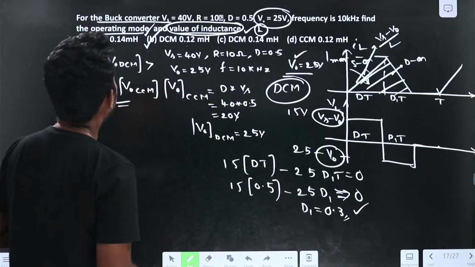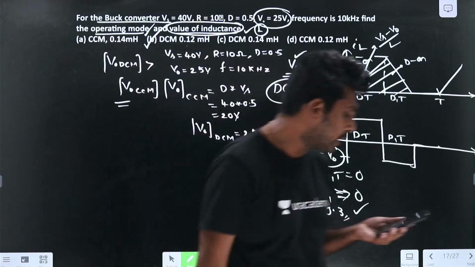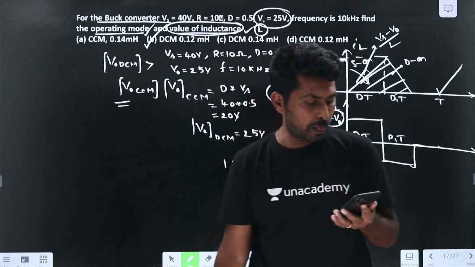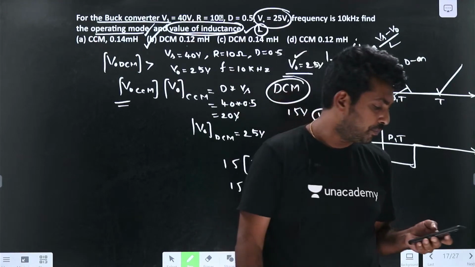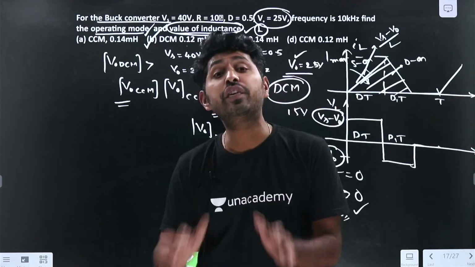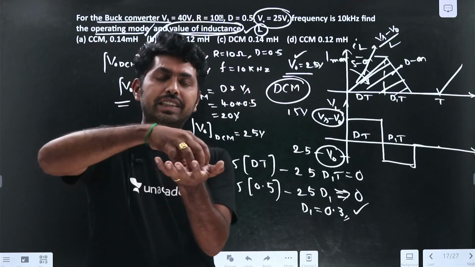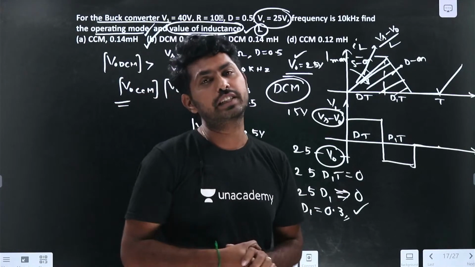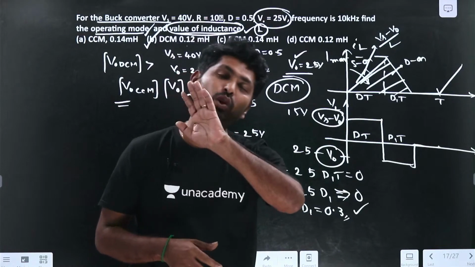It will be 0.12 millihenry. Let us check again. It will be 0.12 millihenry. Check the answer again, but it is very easy if you know the concept. Many students face problems with the discontinuous conduction mode, but if you know the basic concept, that is sufficient to solve any problem.